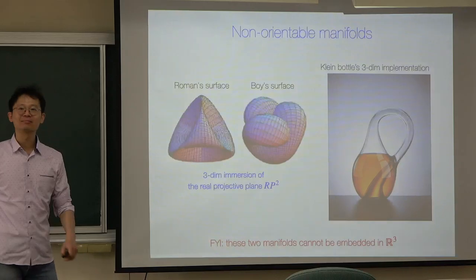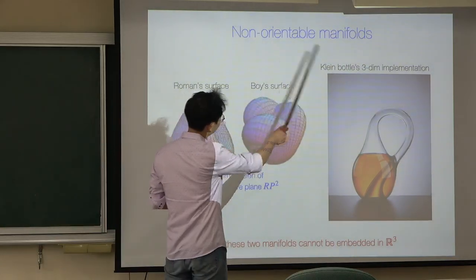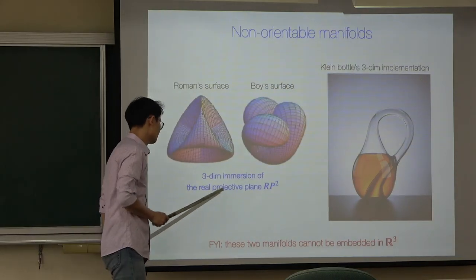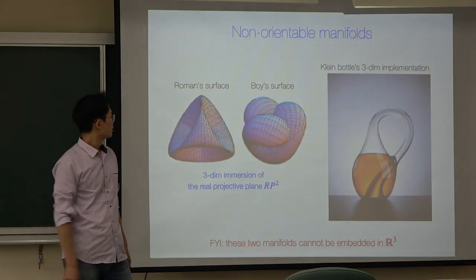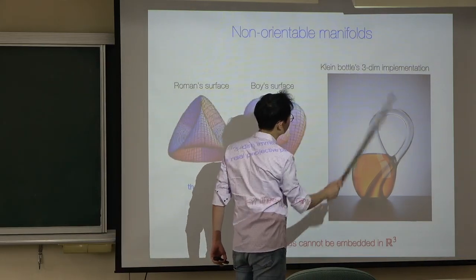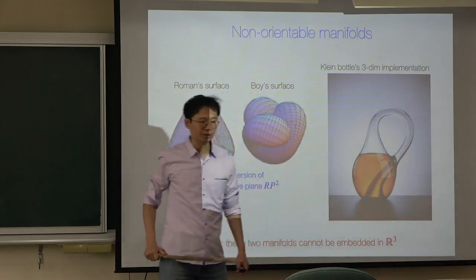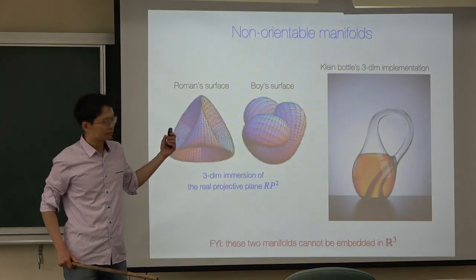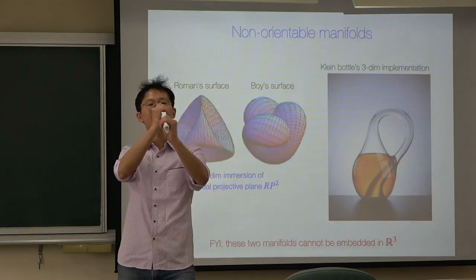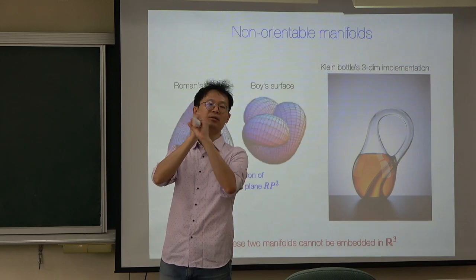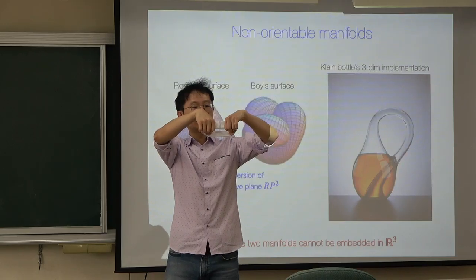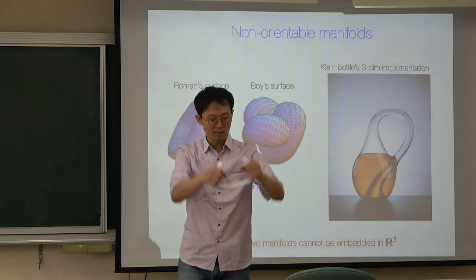There are also some higher dimensional non-orientable manifolds. For example, the real projective plane RP2, and the Klein bottle, which is a 3-dimensional realization. What is a Klein bottle? You can view it this way: you have a cylinder, this kind of tunnel, and if you bend it and map the ends together, this is a torus.